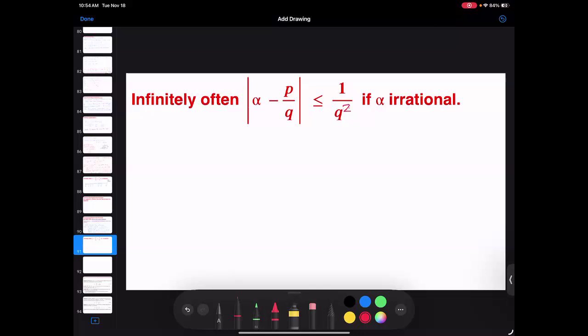Using the pigeonhole principle, you can actually show that infinitely often you can find a fraction whose distance from your irrational is at most 1 over the denominator squared. So if you want 10 digits of pi, you don't have to use something of size 1 over 10 to the 10. You can use something of size 1 over 10 to the 5 and still get 10 digits. If you want 100 digits of pi, you don't have to use a 100-digit fraction. You can do it with a 50-digit fraction. I'm not going to give the proof of this. If anybody's interested, you email me and I can show you, or I'm happy to do a Zoom and go through it. It follows from the pigeonhole principle.